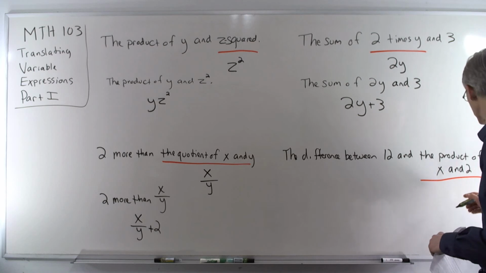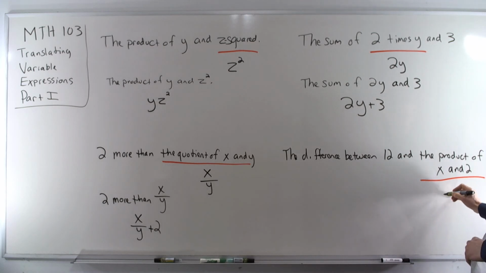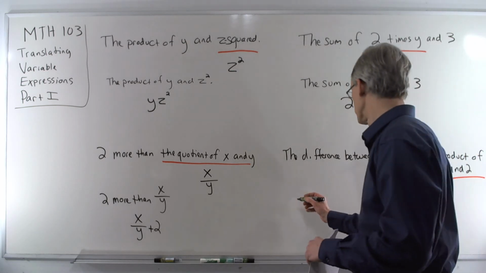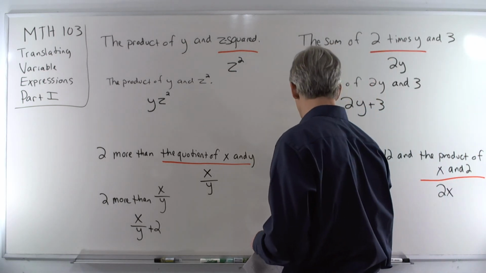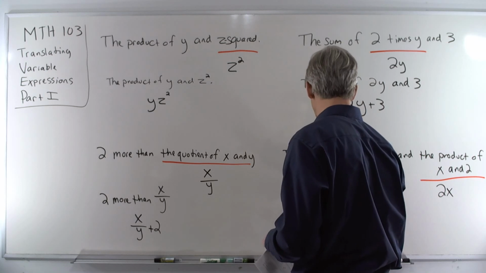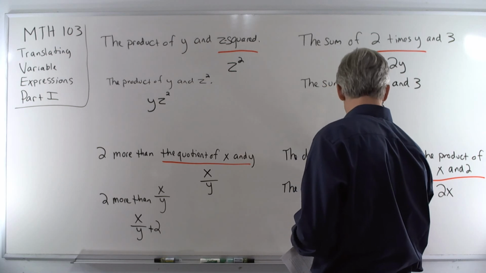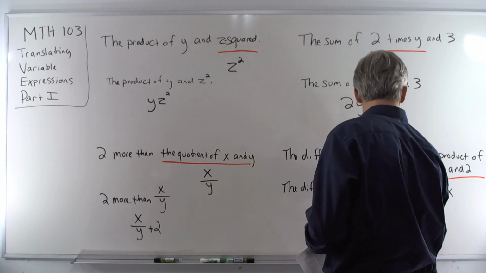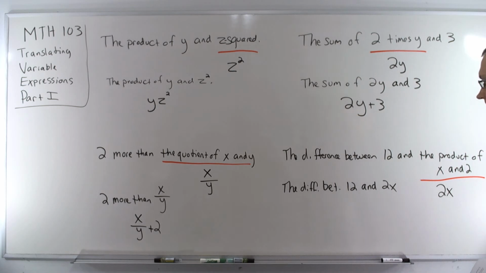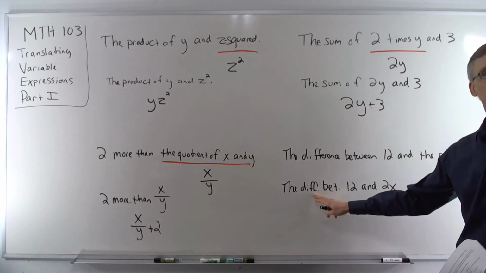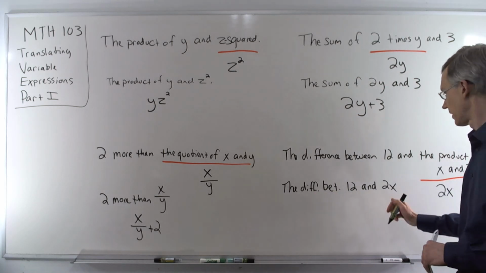The product of x and 2. Since we know that multiplication is commutative, usually you write the coefficient first and then the variable, so that can be translated as 2x. Now we want the difference between 12 and 2x. Difference is subtraction, so this would be 12 minus 2x.